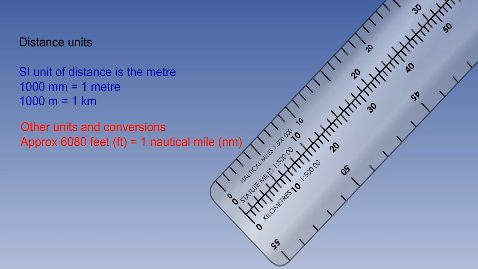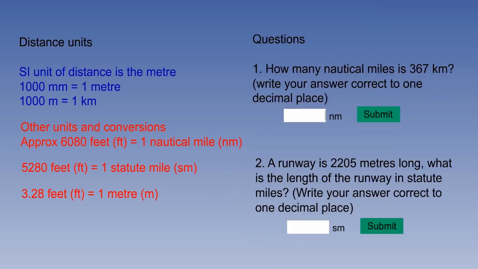You must memorize that there are 6,080 feet in 1 nautical mile, 5,280 feet in 1 statute mile, and 3.28 feet in 1 metre, together with the other probably more familiar conversions shown. Due to the constant mix between SI and other distance units, a pilot must have the ability to convert between these units quickly and accurately.